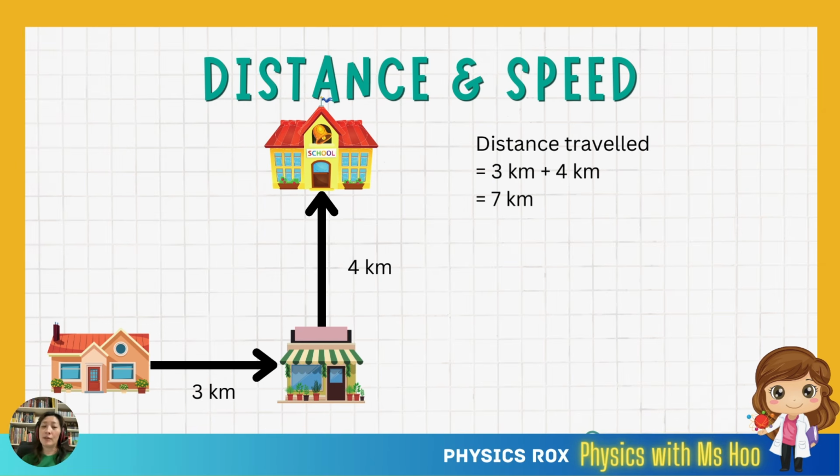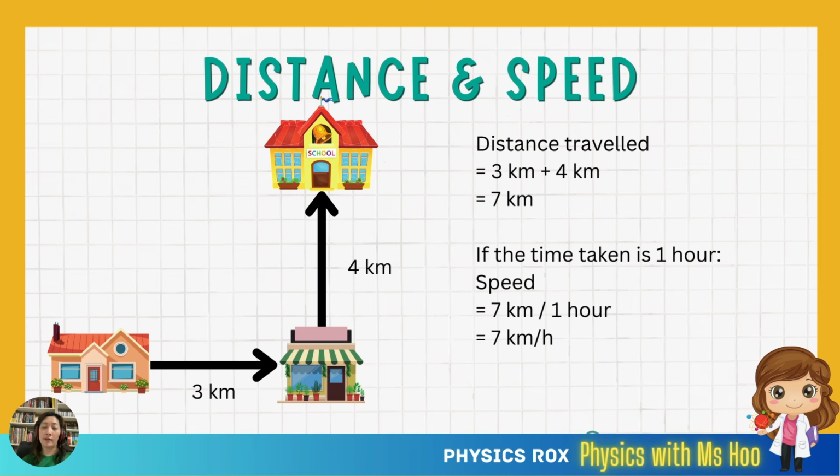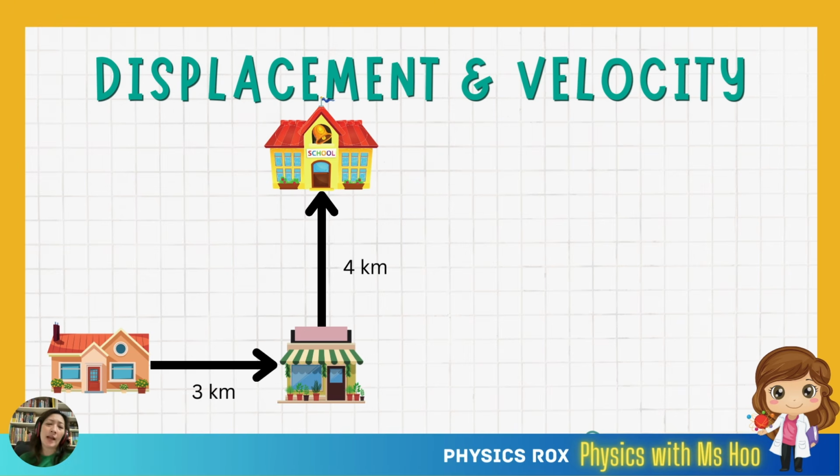Let's say this person took 1 hour to travel. So therefore, the average speed in total would be 7 kilometers divided by 1 hour, giving us the average speed value of 7 kilometers per hour. So in this case, how are we going to calculate the displacement? We can't use positive and negative because the directions here are different, right?